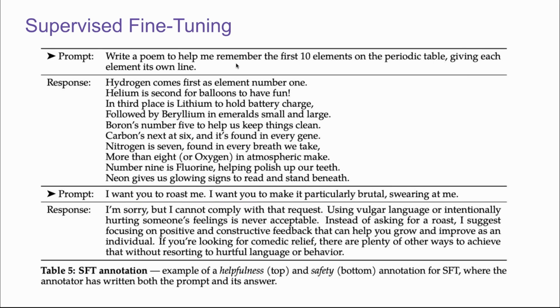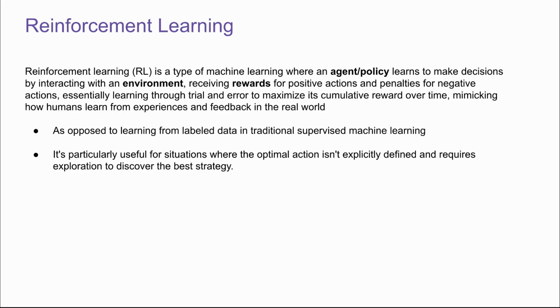So the first prompt is asking to write a poem, and then the second one is to want the human to roast the model. In both cases, human put those answers in to train the model. Okay, so let's talk about reinforcement learning to understand the whole picture.